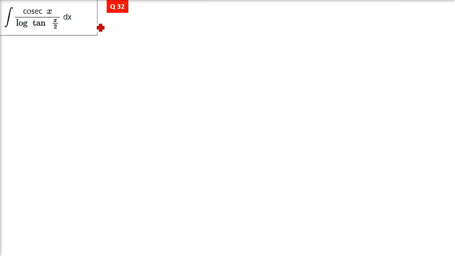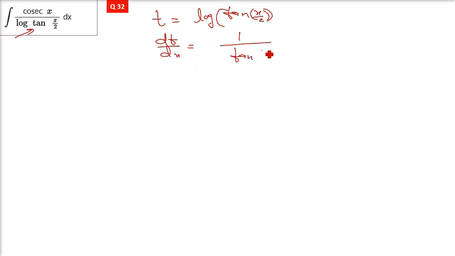Next one is almost similar to the question we have just covered. When you take this log of tan x by 2 as t, you'll see that the differentiation will give you cosec x dx. So t equals log of tan x by 2. dt by dx is going to be equal to, this is log, so 1 by that thing, so 1 by tan x by 2, and the derivative of tan x by 2 will be sec square x by 2. And please remember that this is x by 2. So this x by 2 has to be differentiated and kept like this, half. I've kept it in front.